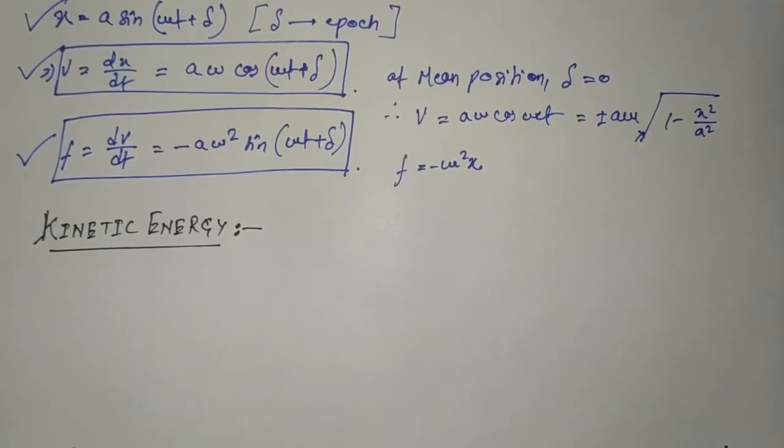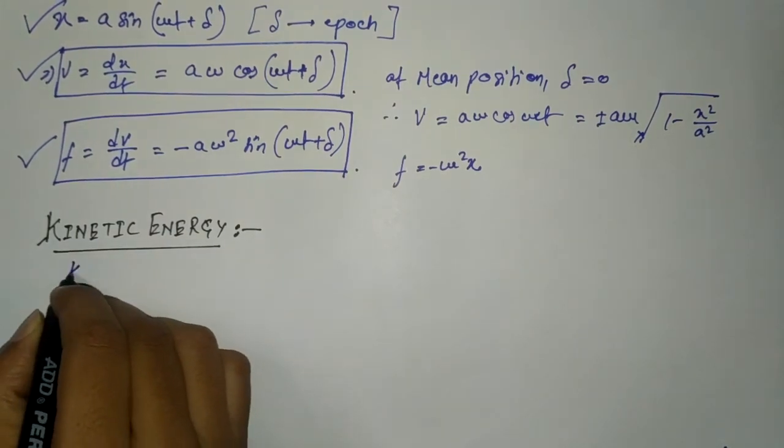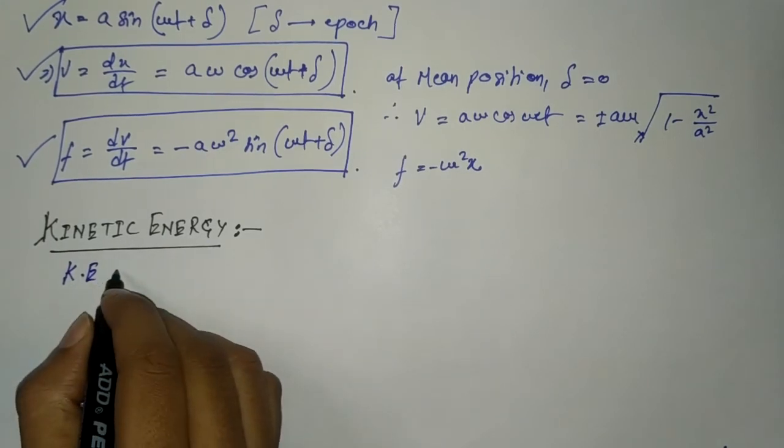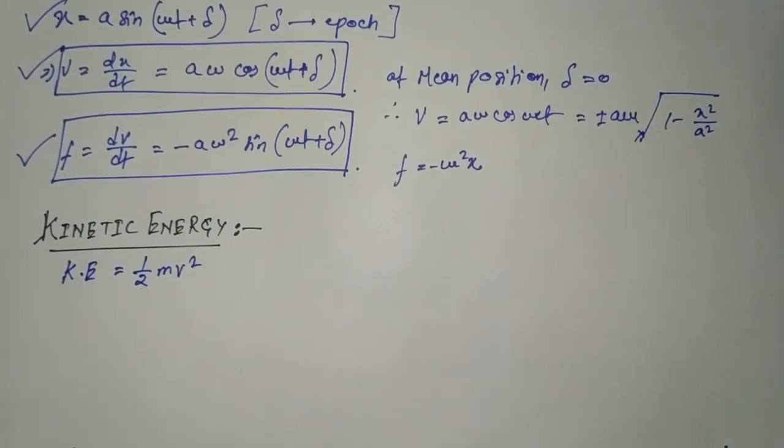So now let us define another quantity, that is kinetic energy. A particle executing SHM possesses both kinetic and potential energy at different instants, as you all know from the animations you have seen on the internet. So the kinetic energy of a particle of mass m, moving with a velocity v, executing SHM, is given by KE equal to half m v square. This is the formula for kinetic energy.